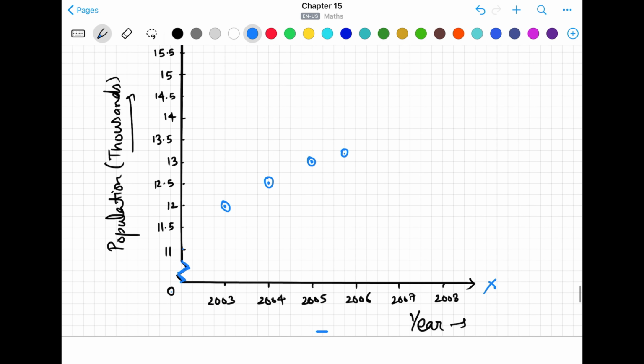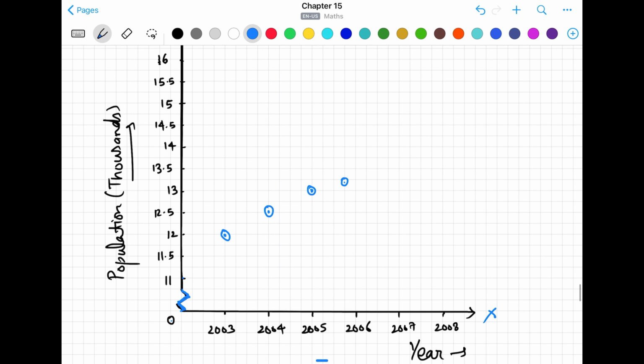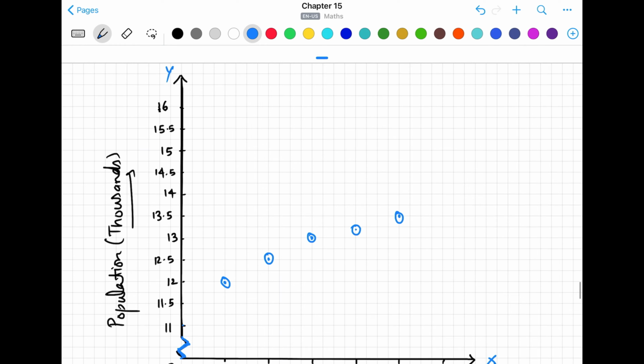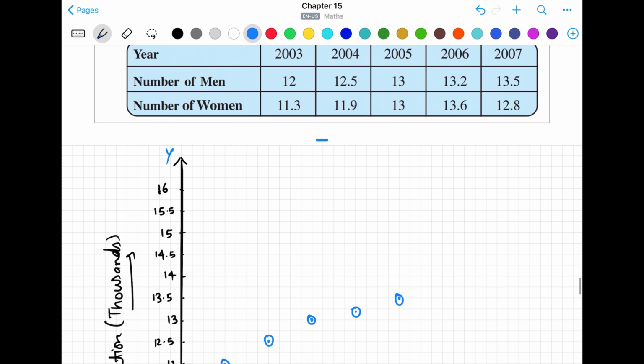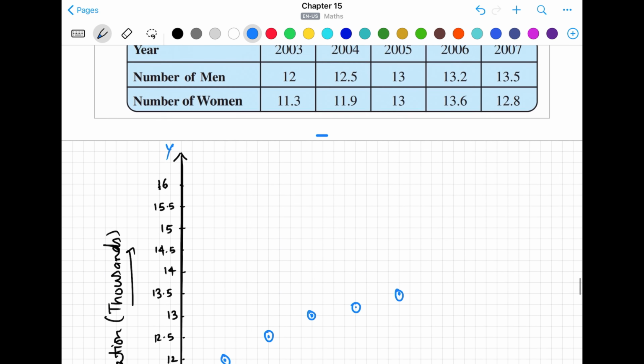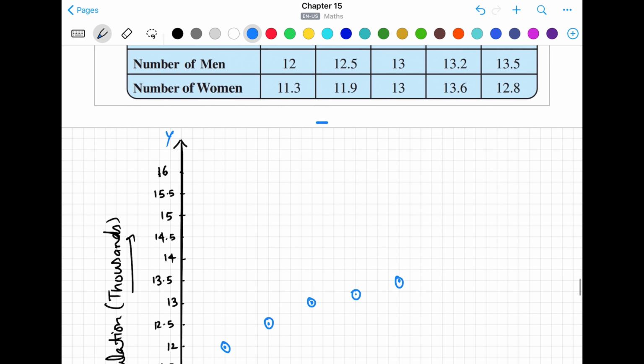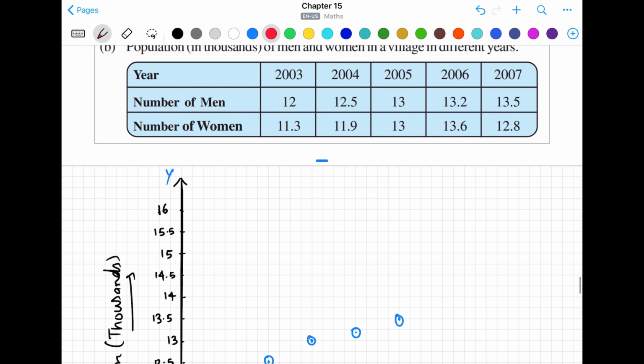In 2007 it is 13.5 exactly, so that will be here. I think I have marked this incorrectly. They should be on this line here. So I have marked the growth of the number of men in a village during the span of 2003 to 2007.